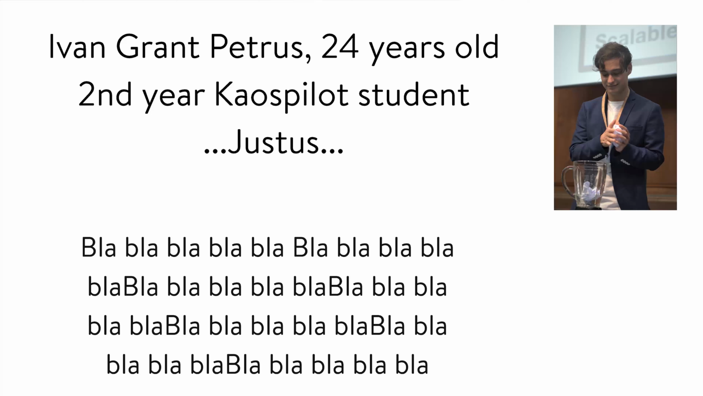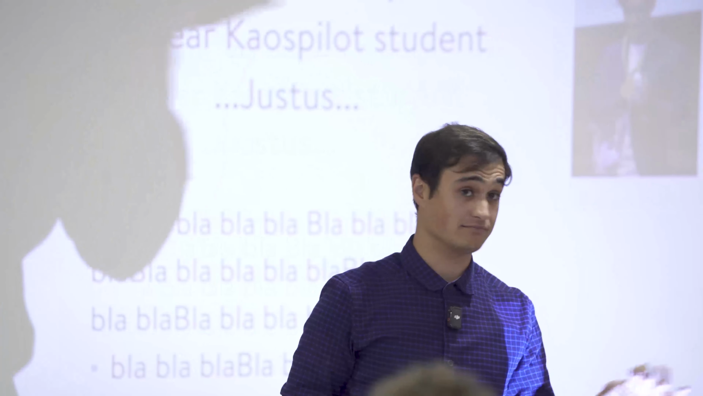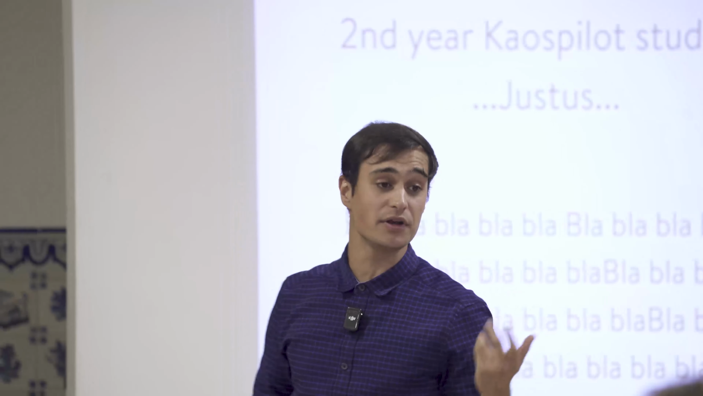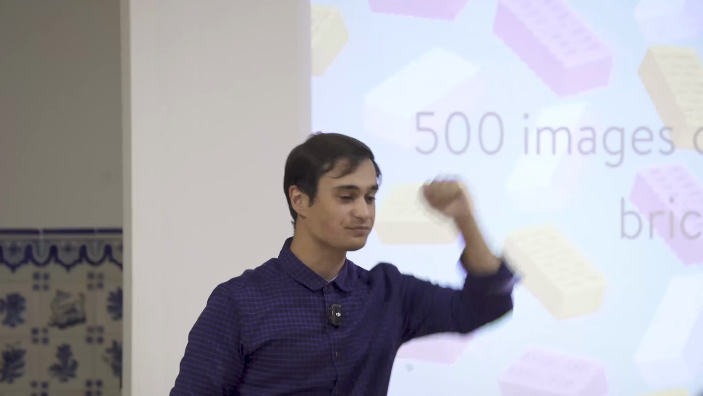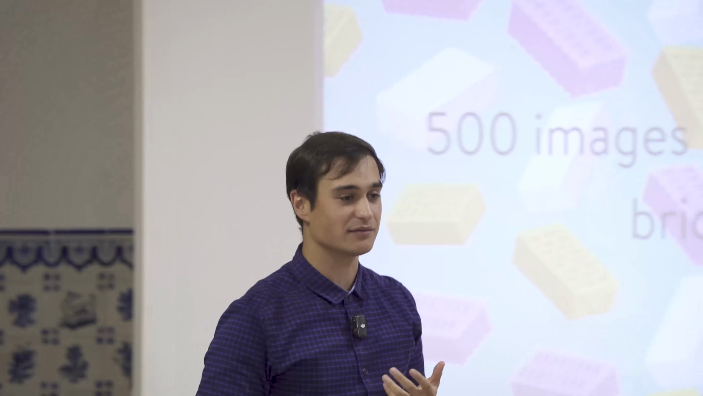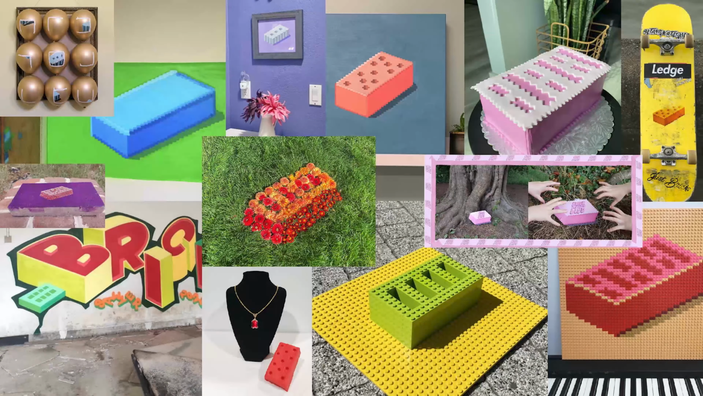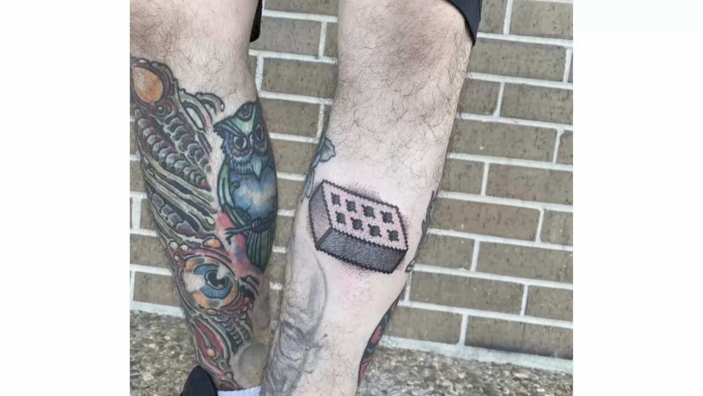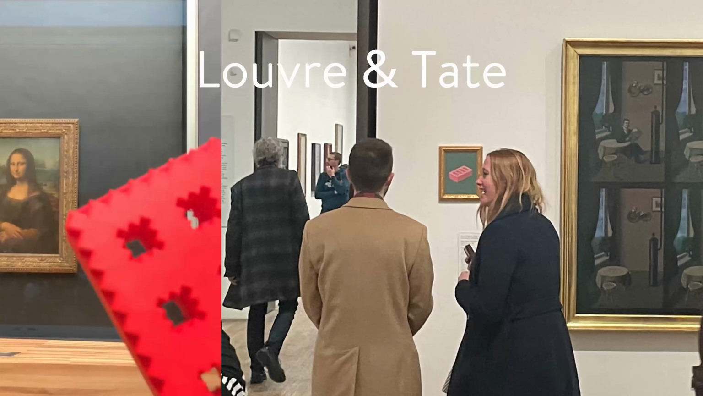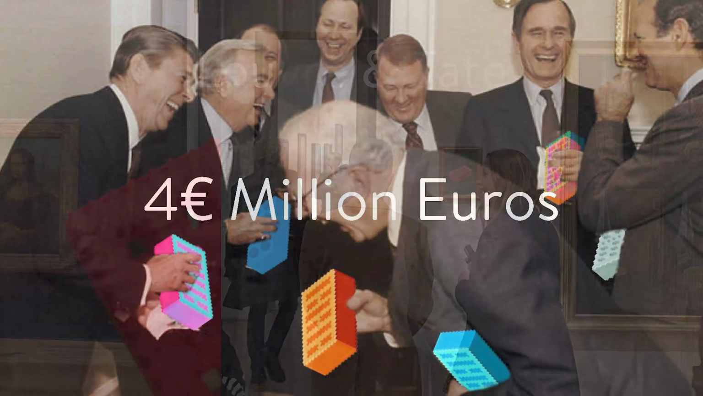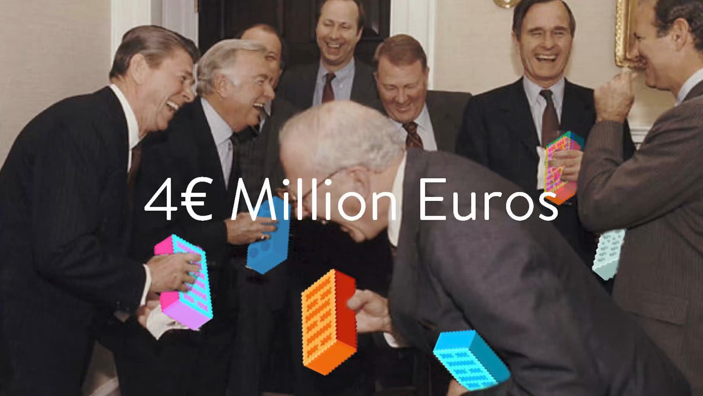As mentioned, I'm a second-year KAOSPILOT student, and in my professional setting, I'm mostly known for my work with my art collective and company called Just Us. And we got famous for making 500 images of pixelated bricks looking like this. Yeah. It was such a big movement that some people even tattooed it on themselves, and so cool that we displayed them illegally at the Louvre and Tate. It was also so cool that we earned and made a revenue of 4 million euros and lost it all again.